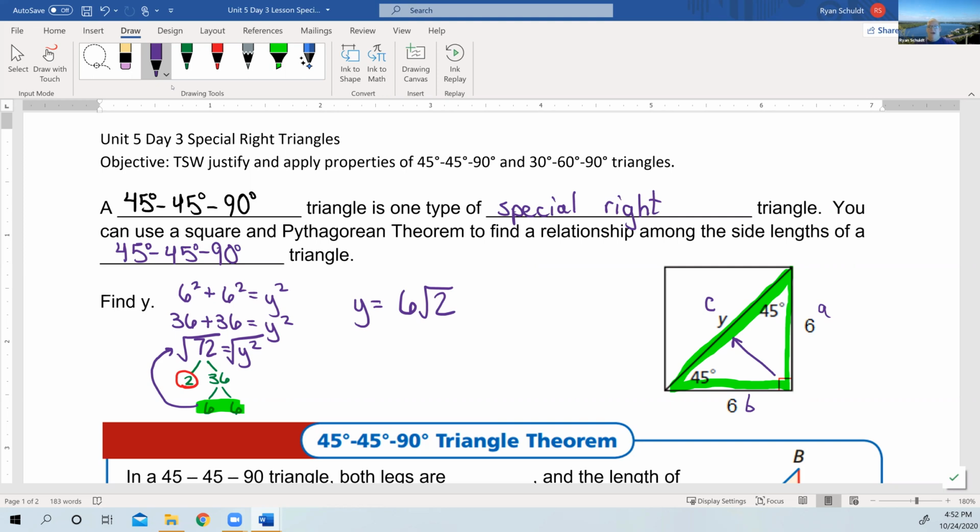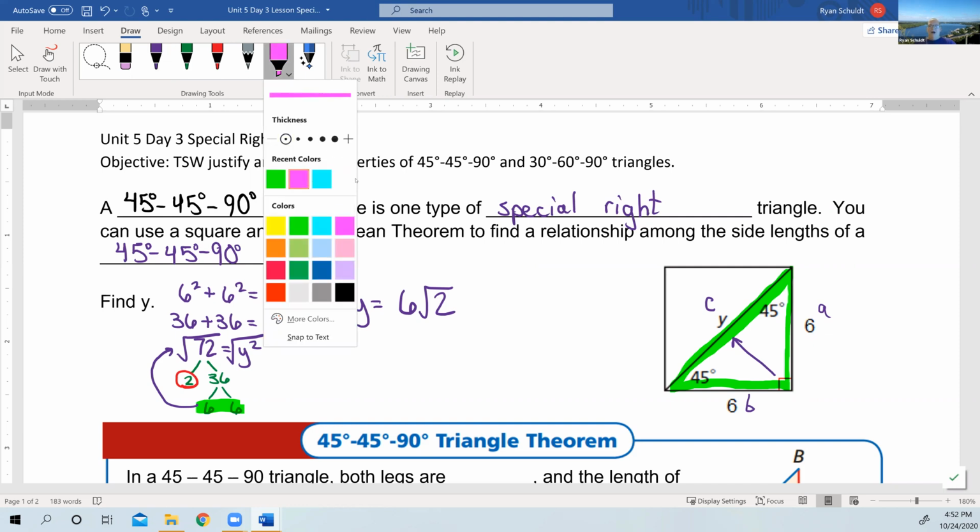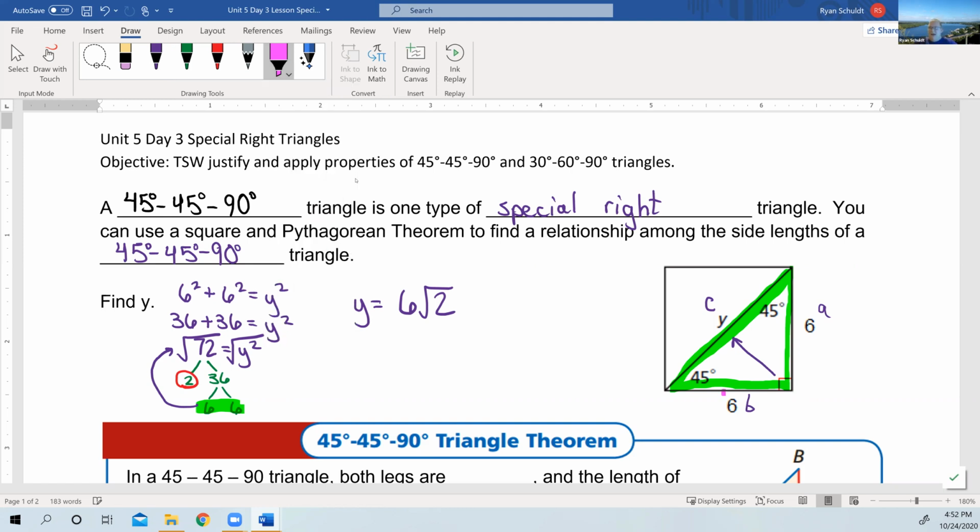Oh, I think I see a pattern here. Look what has popped up now 3 different times. Not 1, not 2, but 3 different times now. I've got a 6 here. I've got a 6 here. And my longest side has a 6. And then what do I have here? The square root of 2. Very, very interesting.